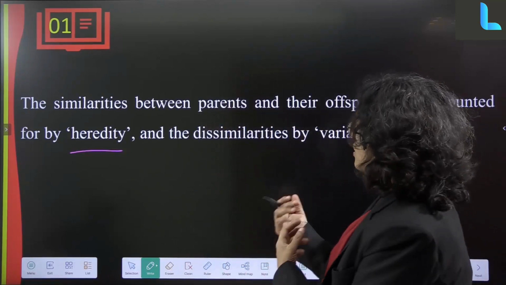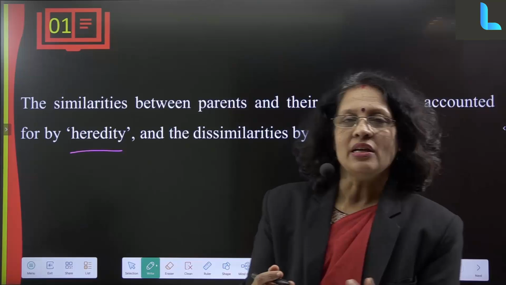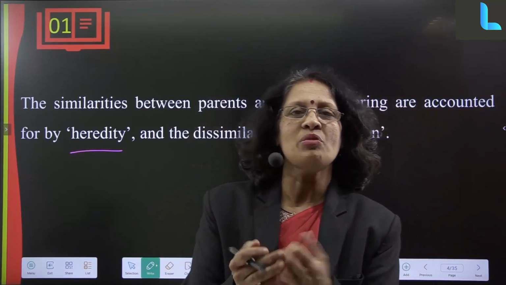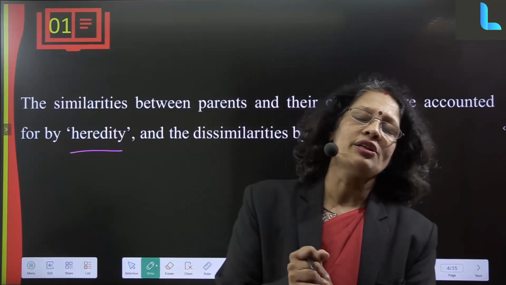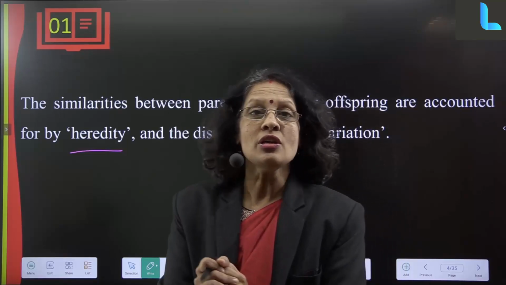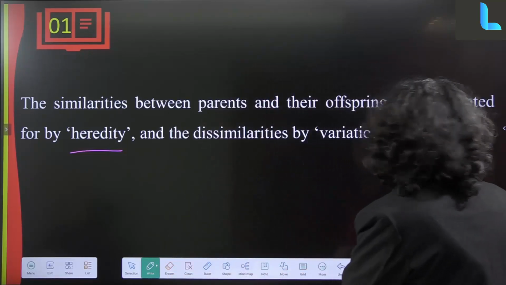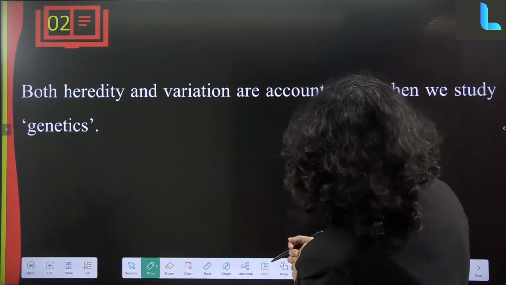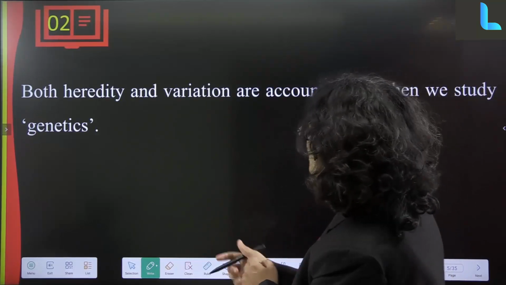Okay. So variation can be by different means, either environmental variation or surroundings variation. There are many means. Or the sequence on DNA also changes, that time also variation happens. Okay. So let us see now what is heredity and variation. Both heredity and variation are accounted for when we study genetics.